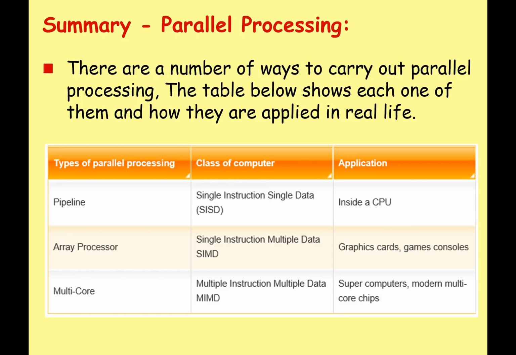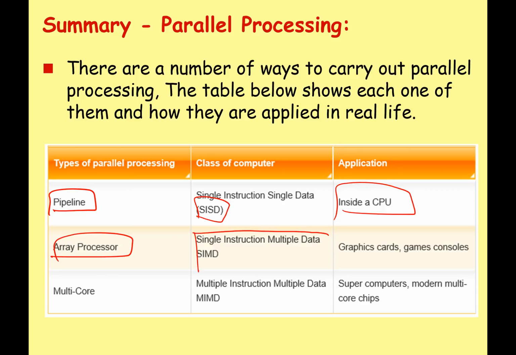And here is a quick summary of some types of parallel processing. Again, just to show you it. So pipelining we mentioned more in the last video. This is an example of a single instruction, single data system. We can find it inside a CPU, and again, it's a simple form of parallel processing, but can greatly increase CPU efficiency. Array processing is single instruction, multiple data.